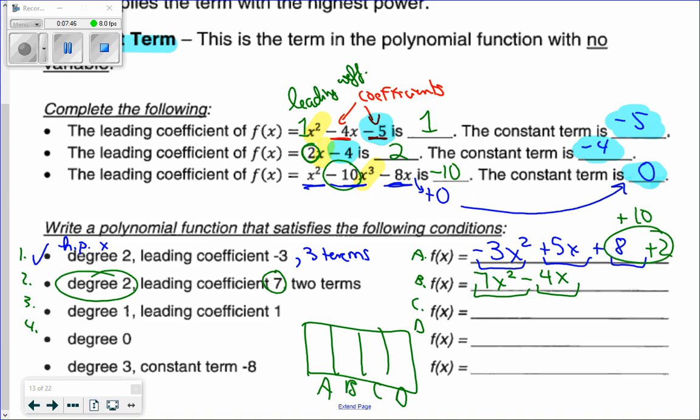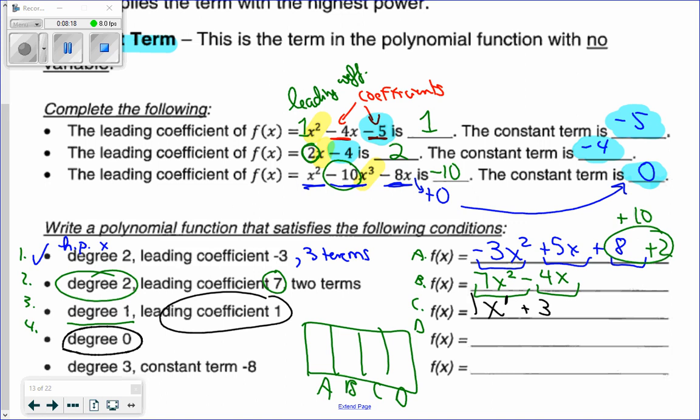Okay. Degree 1. So what does degree 1 mean? Just an x. And what has to be in front of that x? 1. Now, it didn't say how many terms you needed. So you could leave it like that, or you could add on, let's say, 3 on the end and make it a 2-term thing. Could I add on a 3x squared? No, because the highest powered x I'm allowed to have is an x to the 1.